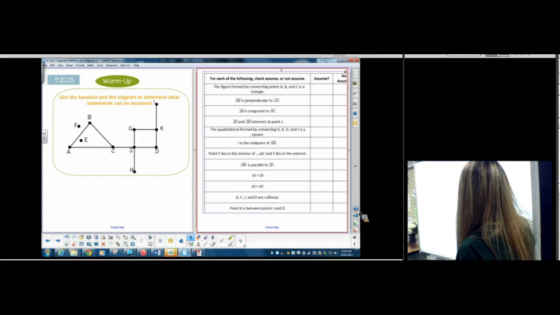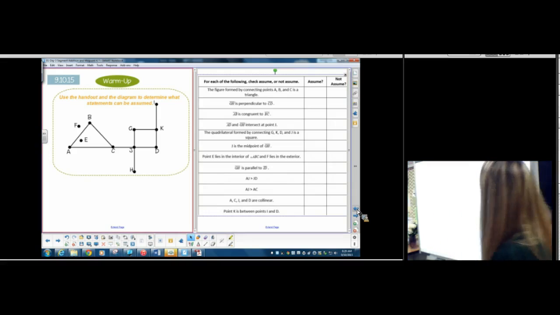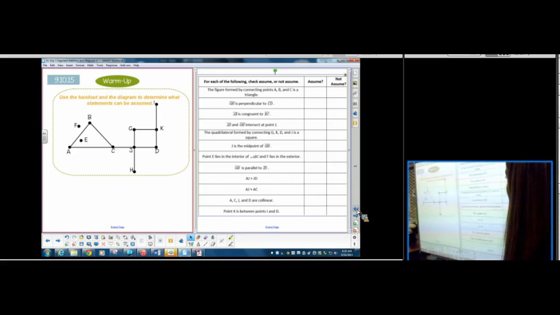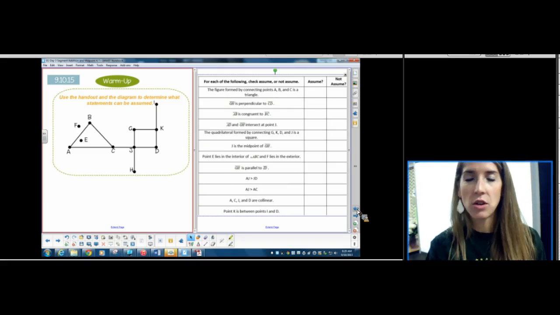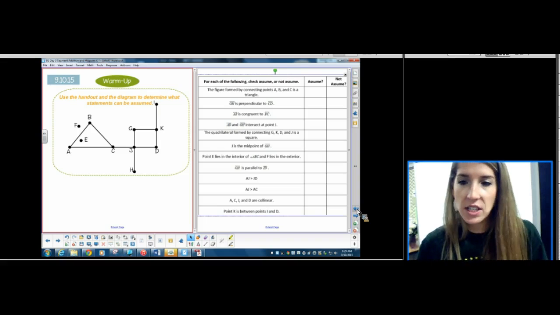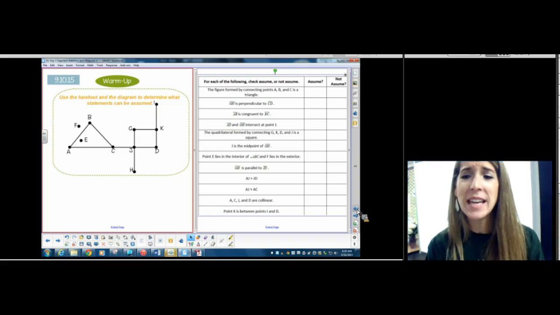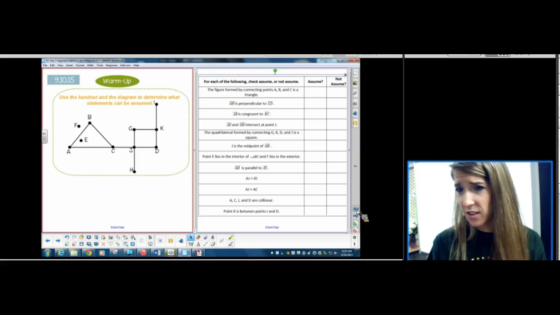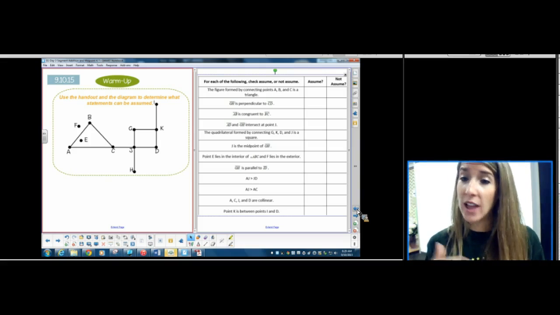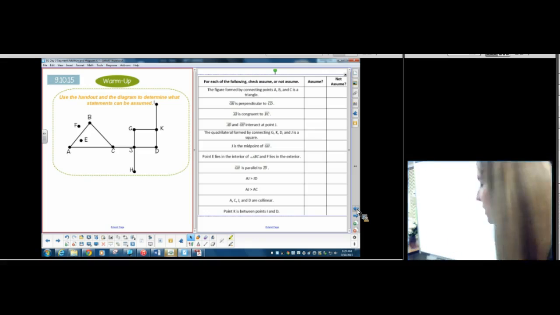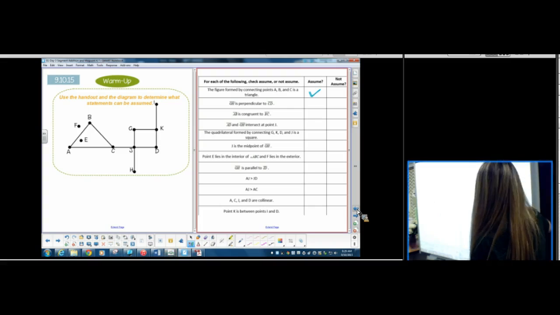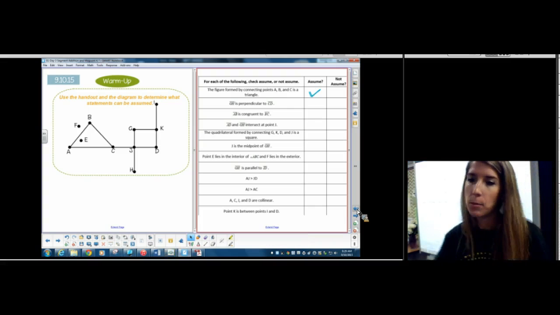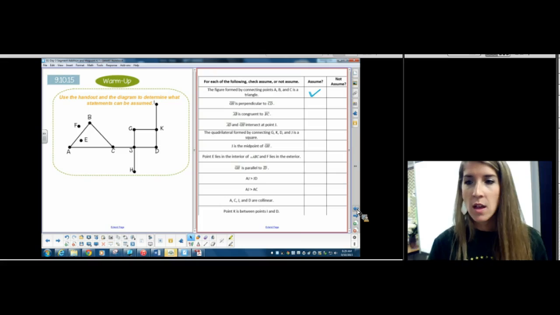Okay. The first one says, the figure formed by connecting points A, B, and C is a triangle. Can we assume that that figure is a triangle? Not a special triangle, but just that it's a triangle. Yeah. We can assume that if those points look like they're on the segments, they're on the segments, and if they look like they intersect, they intersect. So that's a really basic one. That one's a check. We can assume. Yep, we can assume. Next one.